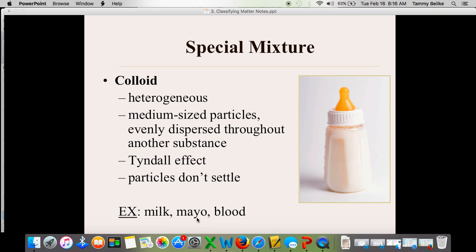Mayo, also considered a colloid. Blood is a colloid. There's lots of larger particles inside blood, but they don't settle.